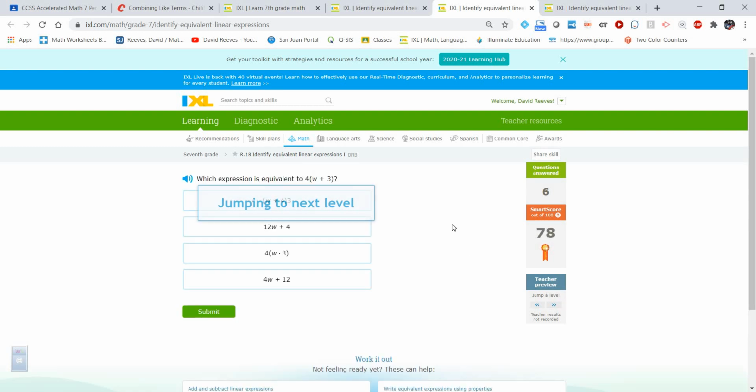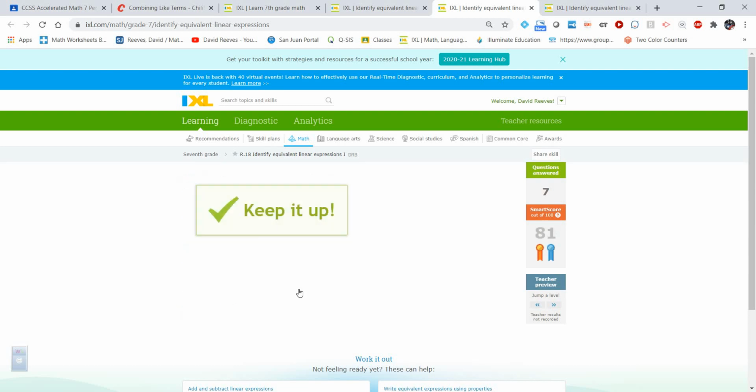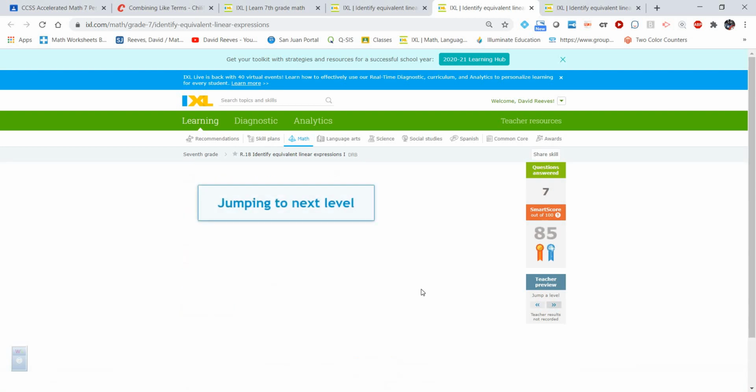Can we skip up to the challenge zone? Not yet. Not yet. 4 times w plus 3. Which one is equivalent? All right. So let's see here. We're going to have 4w plus 12, right? All right. I think that's our only one. We're only allowed to choose one. Now, can I skip up to the challenge zone?